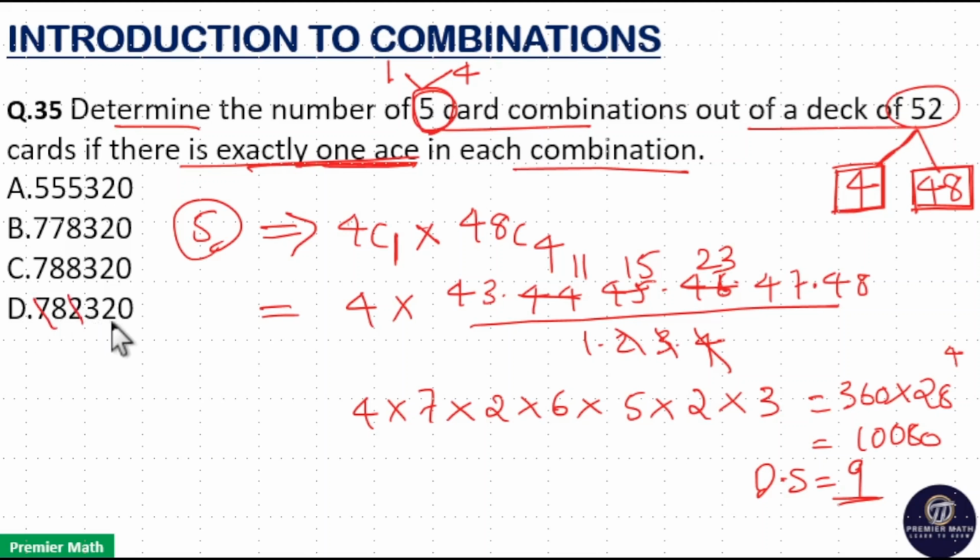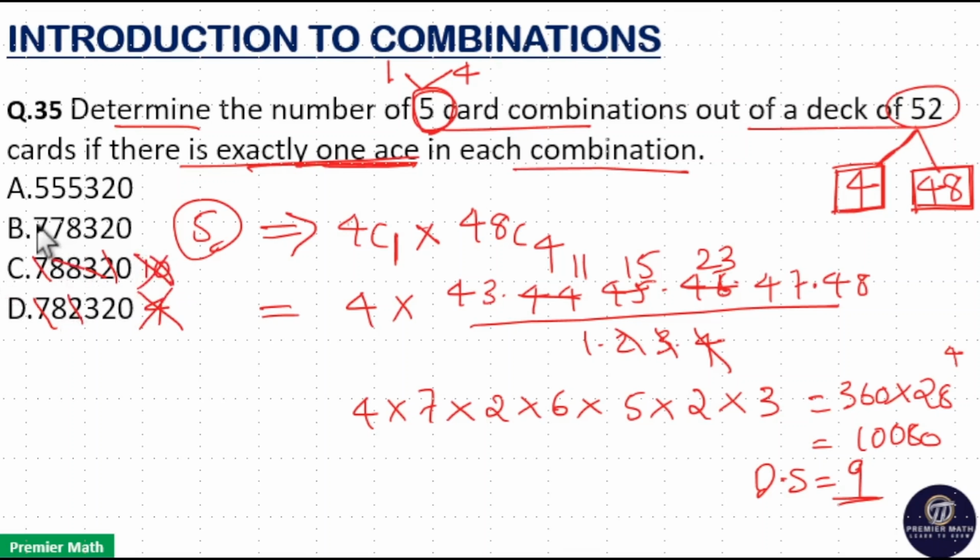8 plus 3, 11 plus 2, 13. So 4 is the digital sum. So this is not our answer. Here 7 plus 2, 9 cancel. 8 plus 8, 16 plus 3, 19. 1 plus 9, 10. 10 is the digital sum. That's 1 is the digital sum. So this is not our answer.